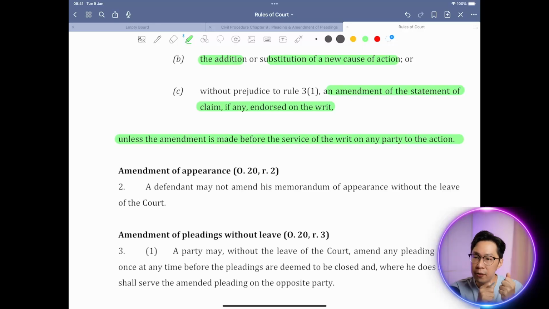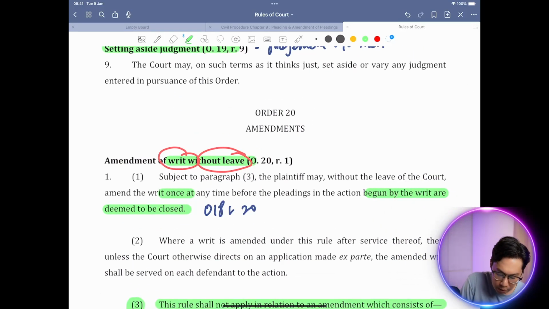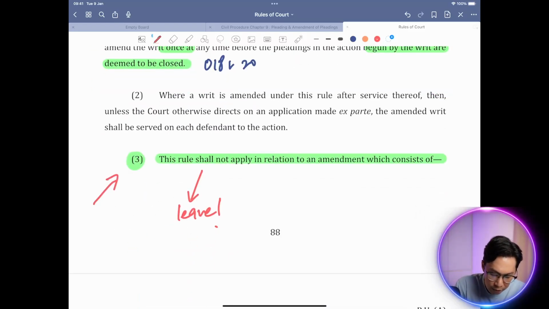If after you serve already, you wanted to change, amend something, you can do it one time before the pleading close. If you want to amend 2 times, you need leave. If you want to amend after close, you need leave. But can you do all these things after you serve the statement, after you serve a writ? Cannot. You will need leave. Okay, that's how you read it.